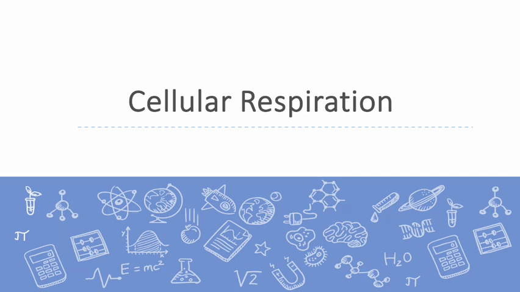So the basic formula for our cellular respiration: we're using glucose, C6H12O6, and oxygen, O2, and we are producing a couple of things. One, we're producing carbon dioxide, CO2, as a waste product. We're producing water, H2O, and then most importantly, what we're going for here is to produce energy, in the form of ATP.